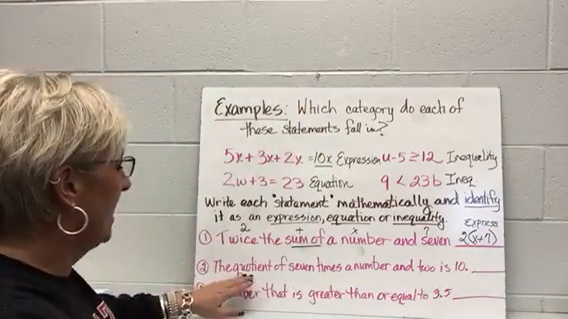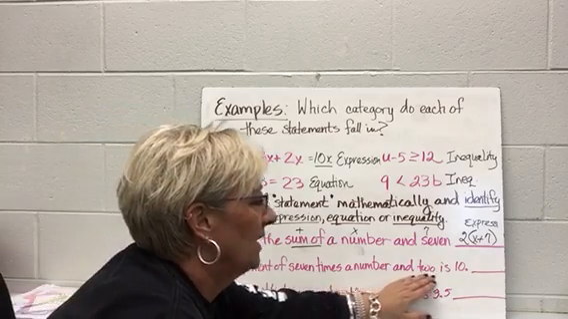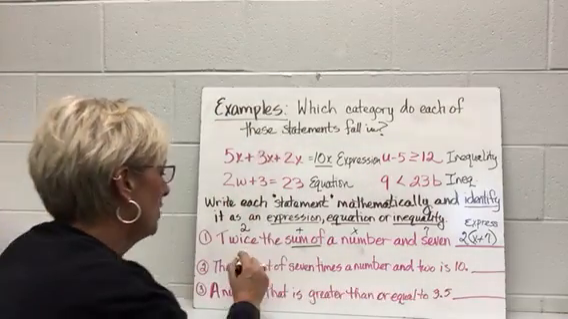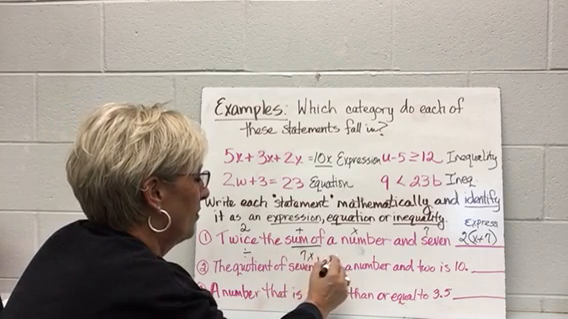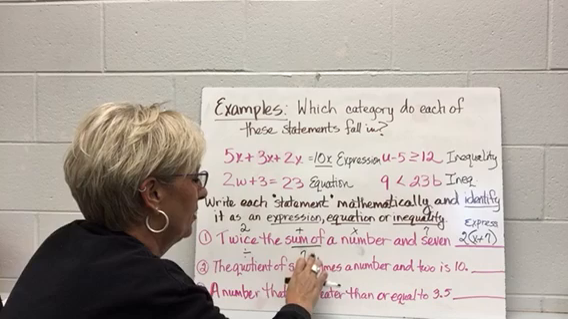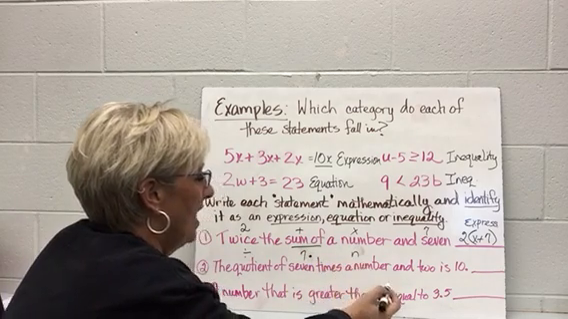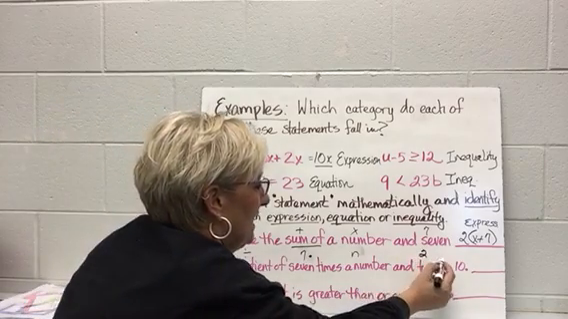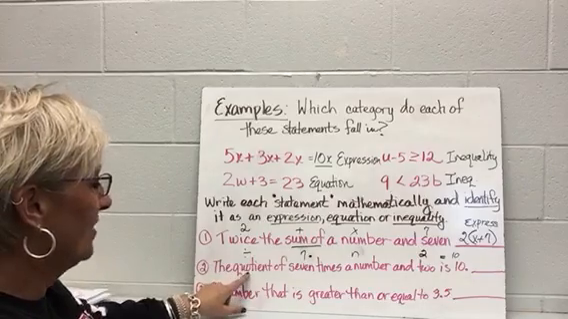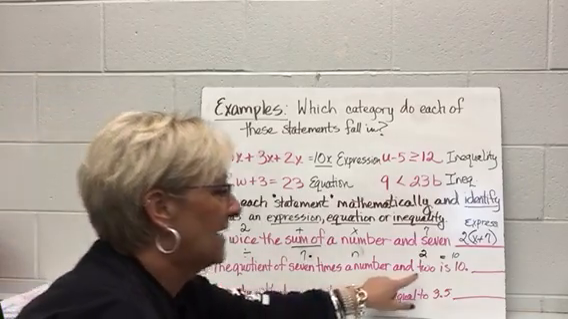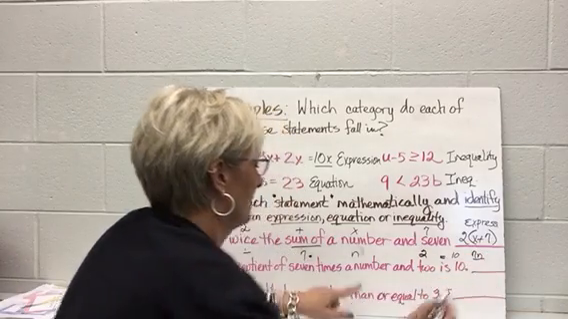The next one says the quotient of 7 times a number and 2 is 10. Quotient means we're going to be dividing. 7 times a number, so 7 times, I'm going to put a little dot here for the multiplication. 7 times a number and 2 is equal to 10. Okay, so let's look at this. So I know I'm going to be dividing the quotient of 7 times a number and 2. So 7 times the number is going to be 7n, because we said the number was going to be n.